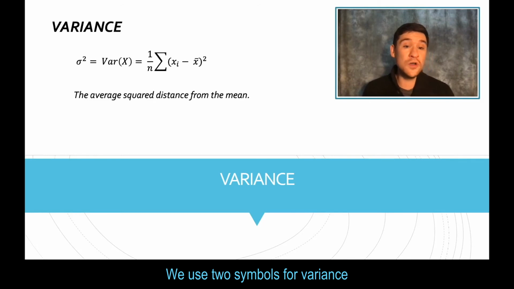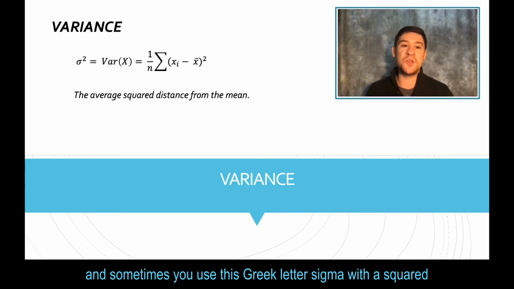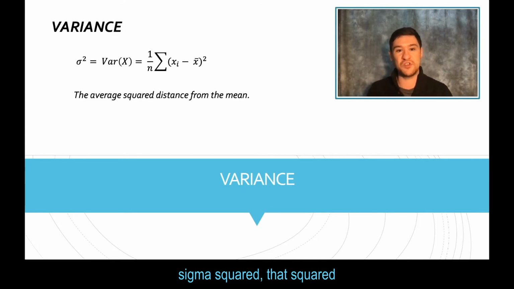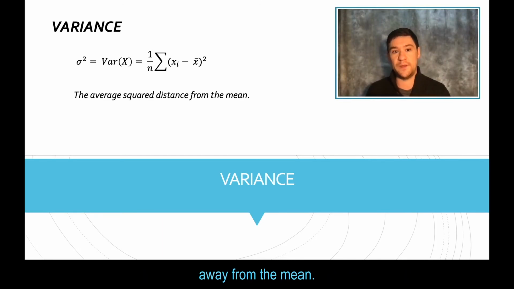We use two symbols for variance. Sometimes we use VAR, brackets, and the variable x. And sometimes we use this Greek letter sigma with a squared, sigma squared. And that squared reminds us that we are taking the average squared distance away from the mean.